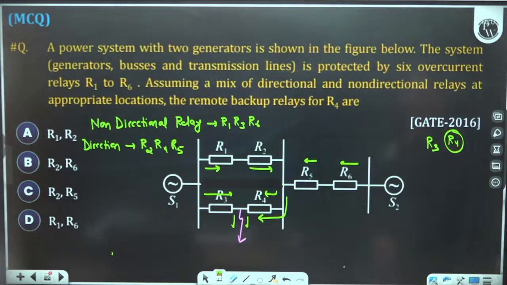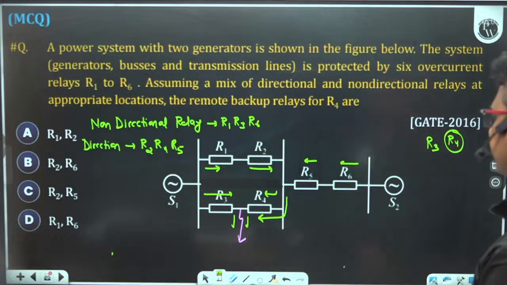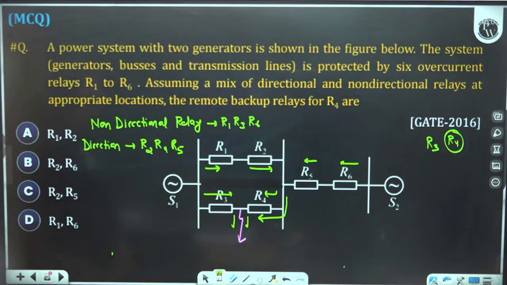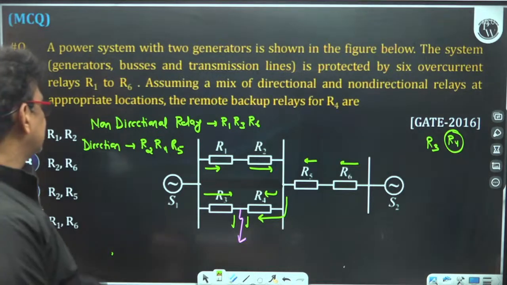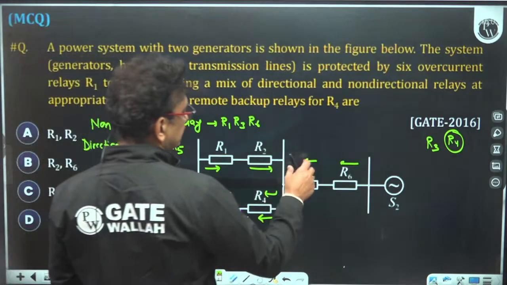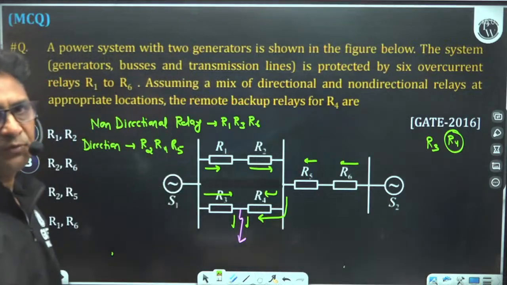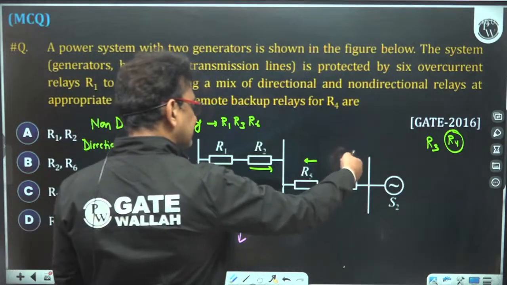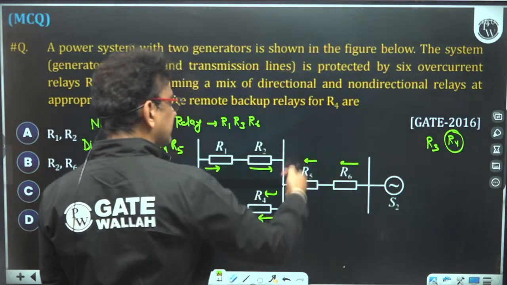Will the R5 relay operate? The R5 relay will not operate because it is a directional relay. It would operate when the current is flowing opposite to the normal direction of current, and this is the normal direction of current only, so it is not opposite to the normal direction.